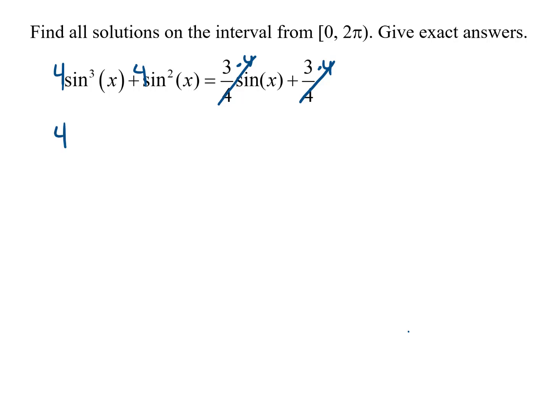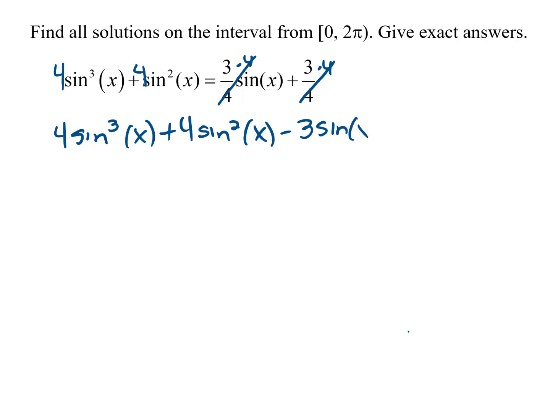The next thing I'm going to do is get all the terms on one side to see if I can factor it. So I have 4 sine cubed x plus 4 sine squared x. Moving this term over, I subtract it, so it's minus 3 sine x, and same with this one, minus 3, and that leaves us 0 on the right hand side. Now there are 4 terms here, and that clue of seeing 4 terms is to try factor by grouping.